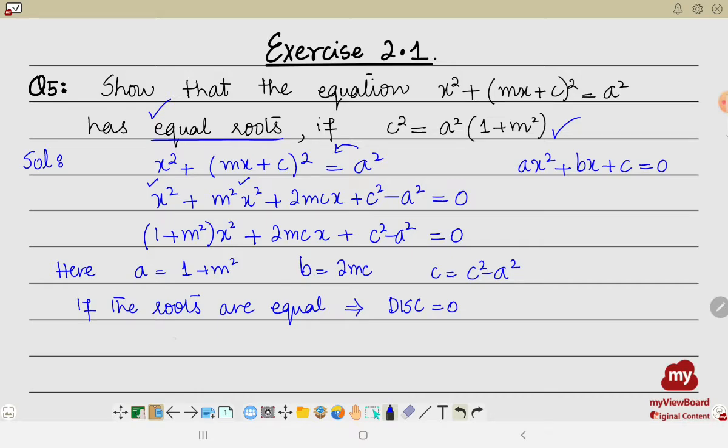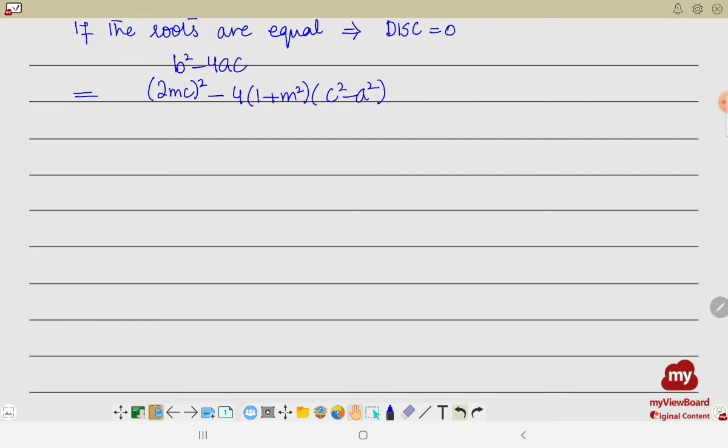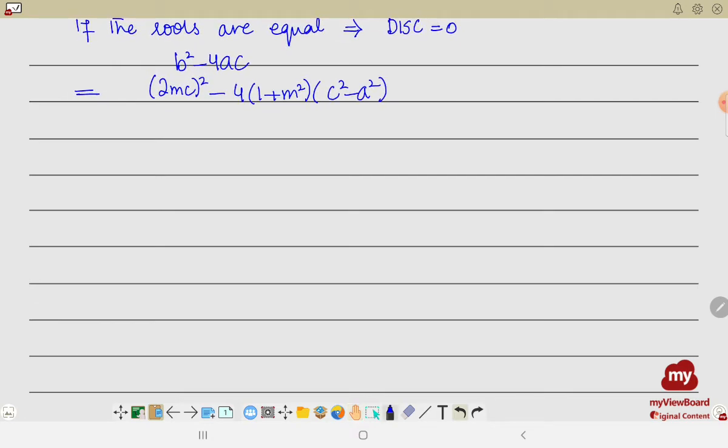So discriminant is b square minus 4ac. Let's insert the values. Instead of b, we'll write (2mc) whole square, minus 4 times, instead of a, (1 plus m square), and instead of c, (c square minus a square). And we are supposed to apply the given condition also, because this condition is given in the question. Let's move forward with the sum. We are going to solve it.